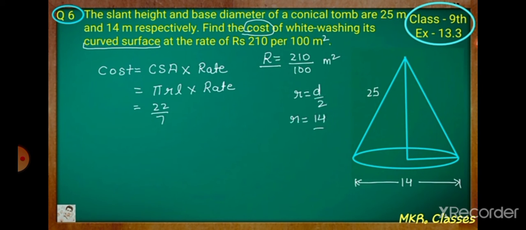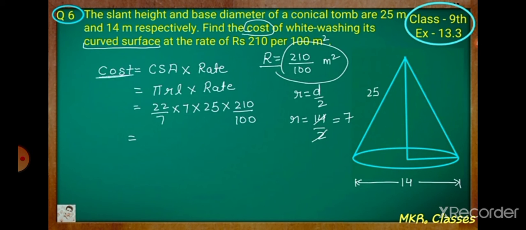Generally, they give us the rate per 1 meter square, but here they have given us the rate for 100 meter square, and we need it for 1 meter square only. So if the cost of 100 meter square is 210, what will be the cost of 1 meter square? That is 210 upon 100. Now look here, for the cost we have done CSA into rate. CSA formula is pi r L, and the rate is 210 upon 100.